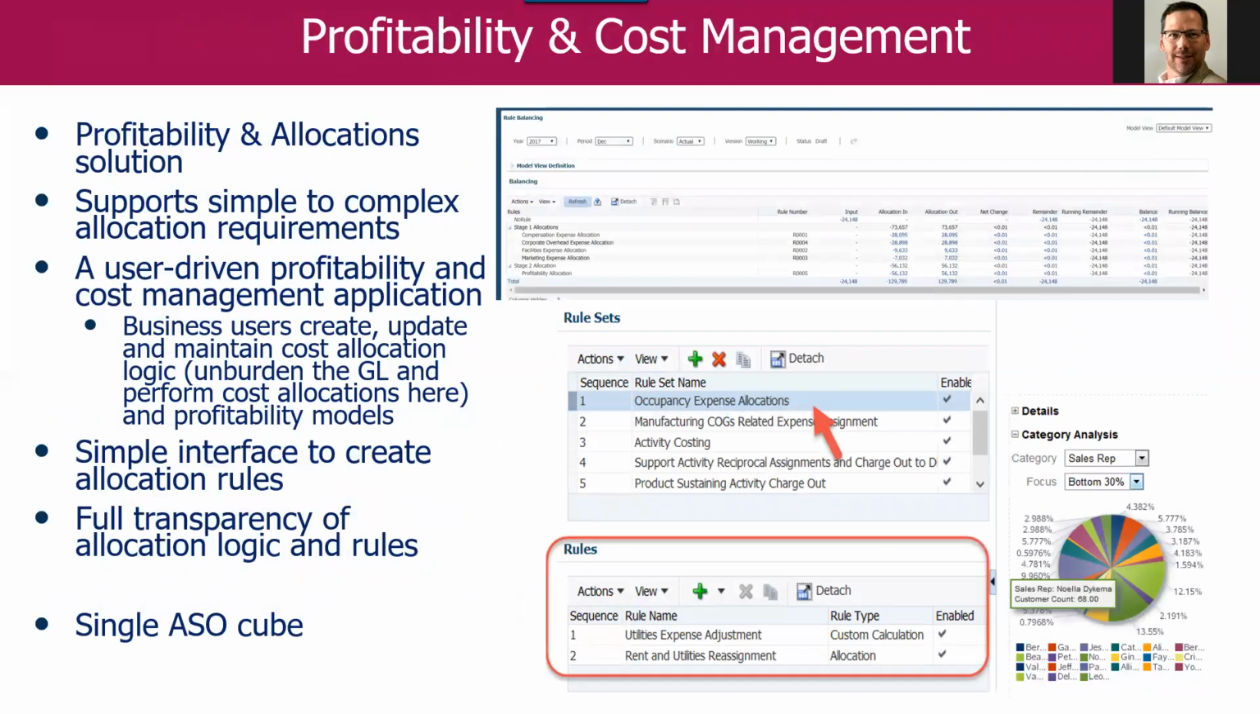The other tool that uses an Essbase cube is PCM, or Profitability and Cost Management. PCM is a profitability and allocation tool. It supports simple to complex allocations. It utilizes a single ASO cube. With PCM, you get a user-driven profitability and cost management tool with a simple user interface with full transparency of the logic that's being employed to calculate its allocations.